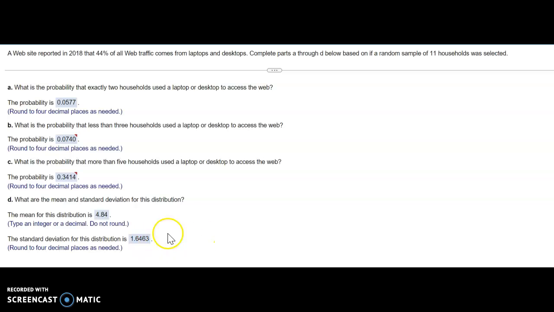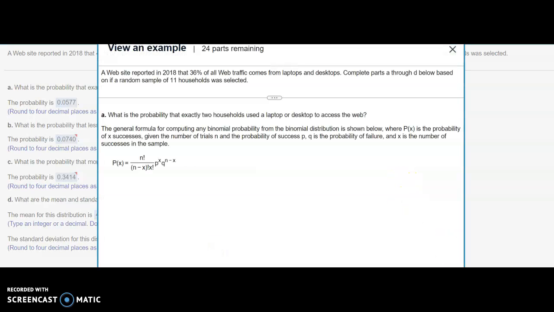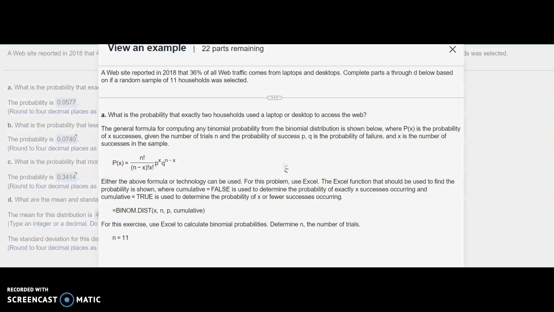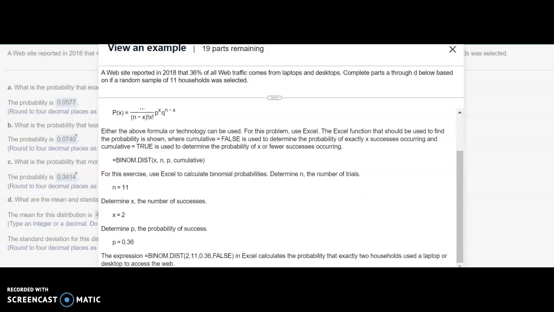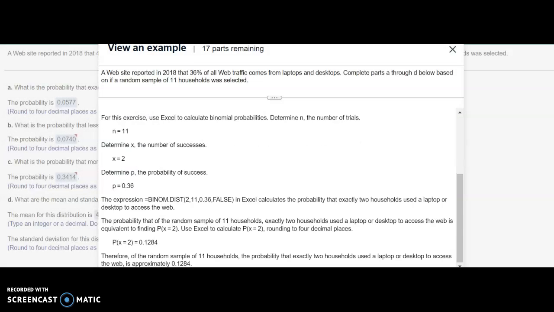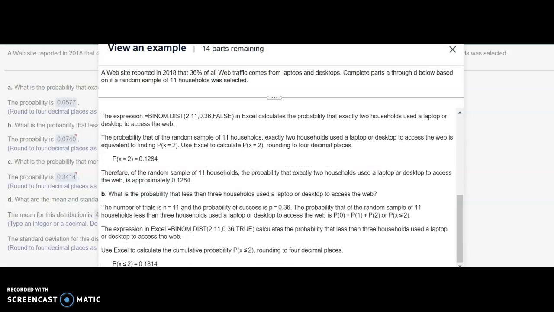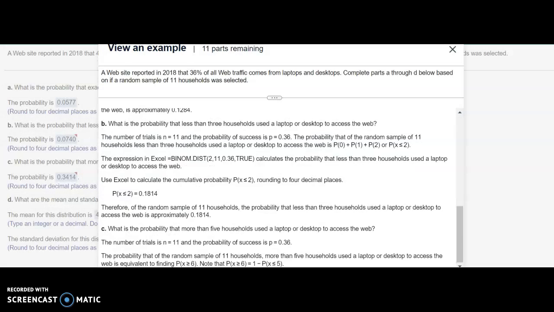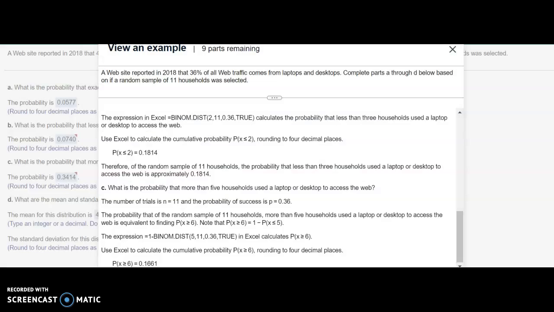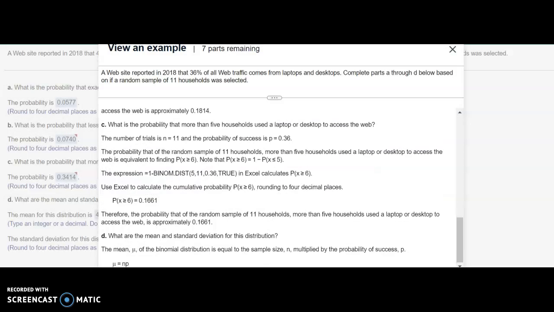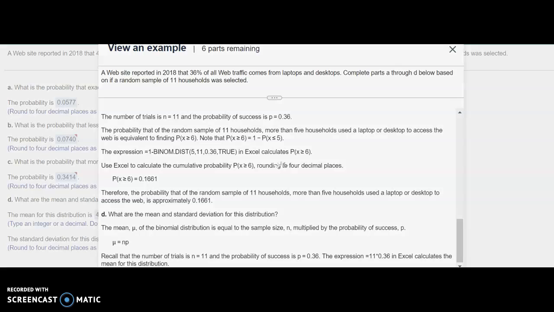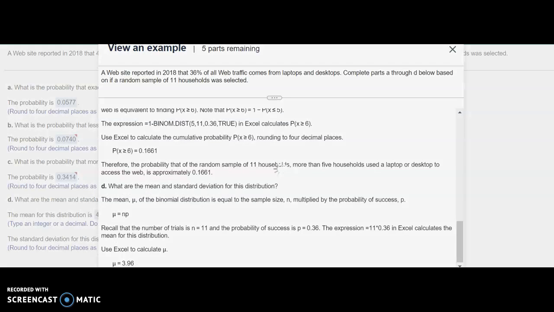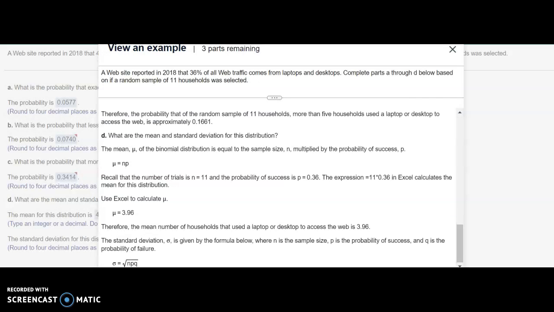Okay. And the last part, I believe we know how to do. If you need to know, you can just use the formula, and I think that's all they want you to do. Let me make sure real quick. Yeah, so they just want you to use the formula.